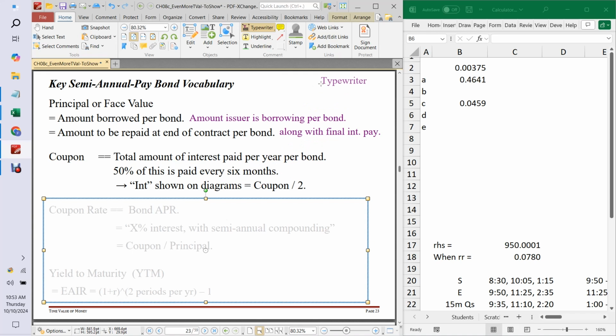Okay, they also have a thing they call the coupon. The coupon of a semi-annual pay bond is the total dollar amount of interest paid per year, which is a weird thing because they pay half of that every 6 months, okay? So the coupon is the total amount paid per year, but it's actually paid in 2 tranches every 6 months.